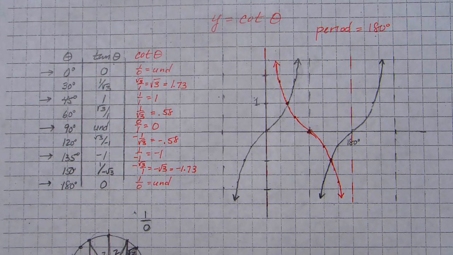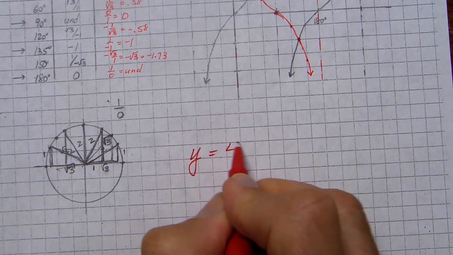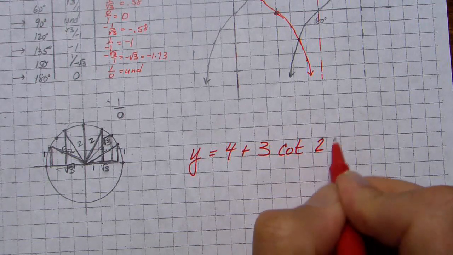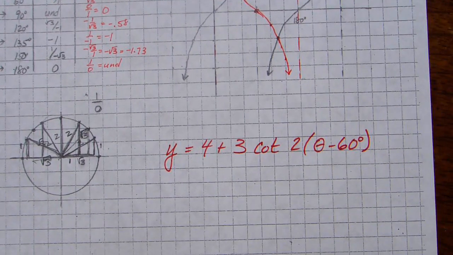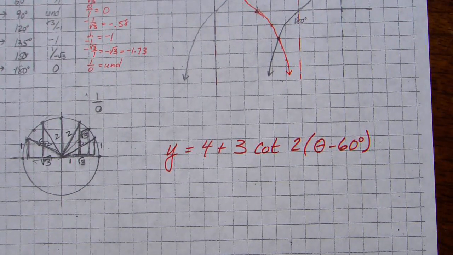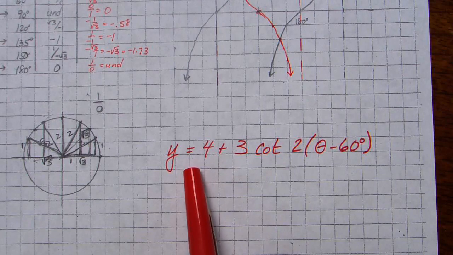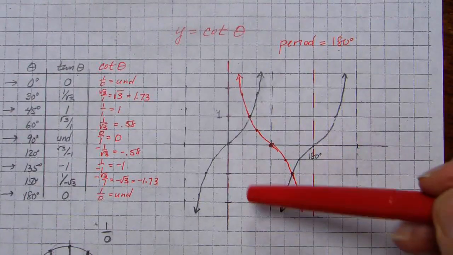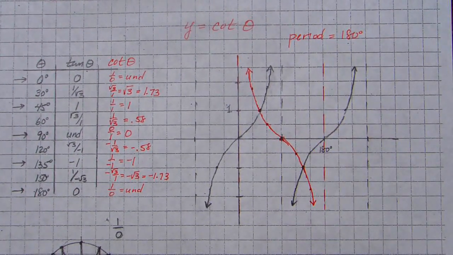Now, of course, when things start getting more complicated, like y equals 4 plus 3 cotangent of 2 theta minus 60 degrees, now we start throwing more transformations at you. It starts to be kind of a challenge. This is what we're going to work on in class today, but the key first step is understanding the reciprocal idea. So we're going to do more of this in class right now.